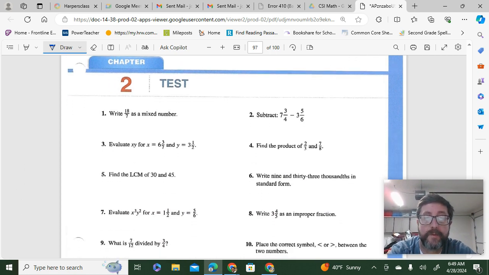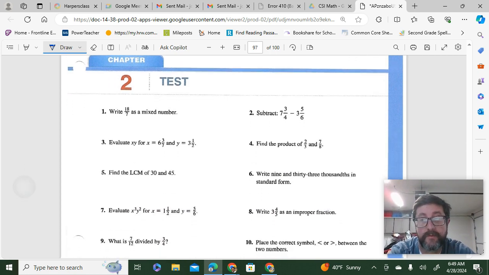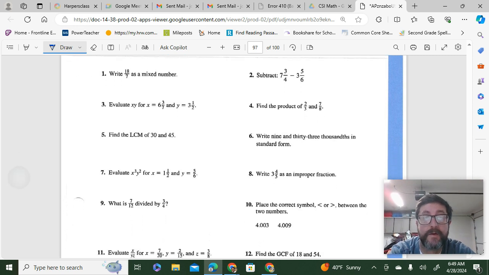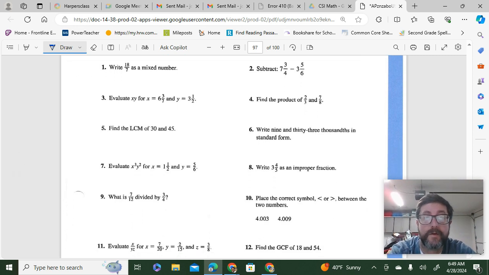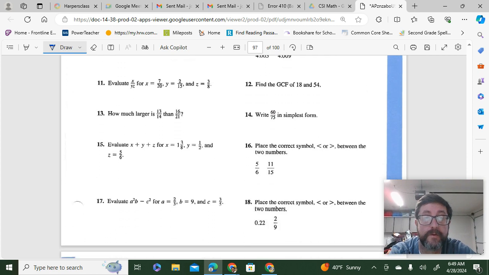Okay, now we're on to the Chapter 2 test. You guys have done a lot of work in this chapter. Take pride in yourself. It says write 18 sevenths as a mixed number. Enter 18 fraction button 7 in your calculator, and it should tell you. You can figure it out. You can go, well, 7 will go into 18 two times with a remainder of 4, which you can put over the denominator. So you need 2 and 4 sevenths. Or you can put it in your calculator and it'll give you the exact answer.